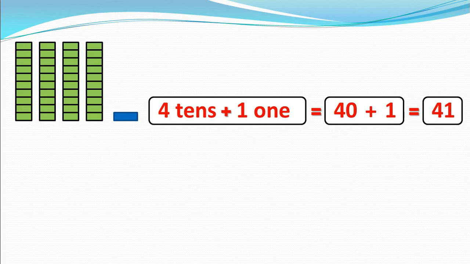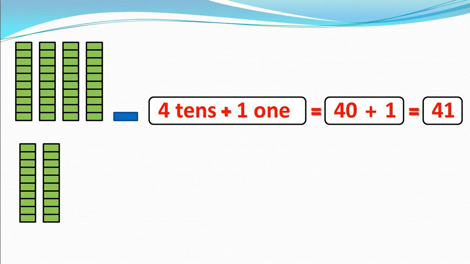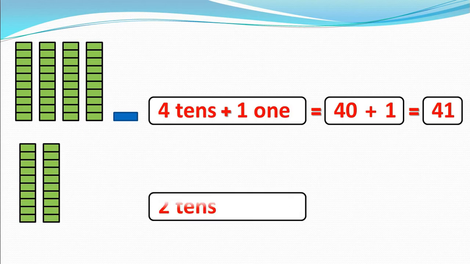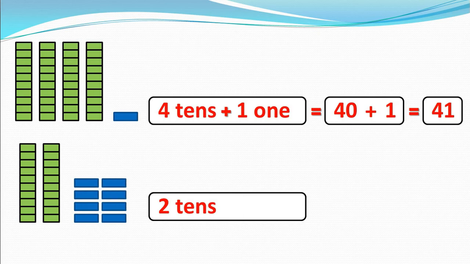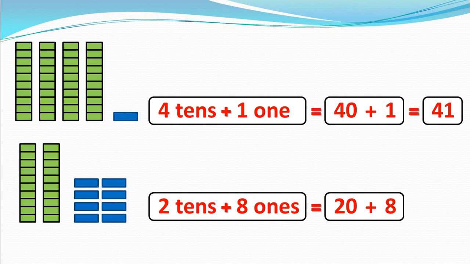There are 1, 2 stacks of tens, which means 2 tens, and there are 1, 2, 3, 4, 5, 6, 7, 8 ones. 2 tens means 20 and 8 ones means 8. Now add. 20 plus 8 equals 28.